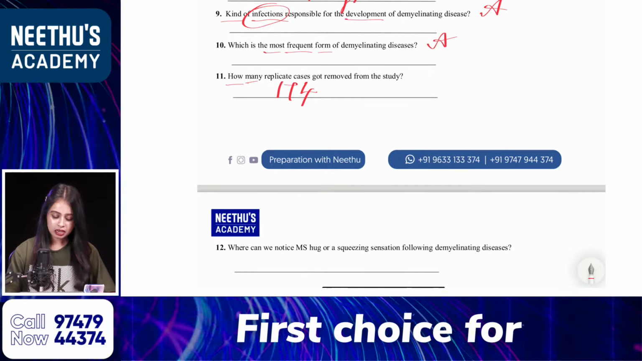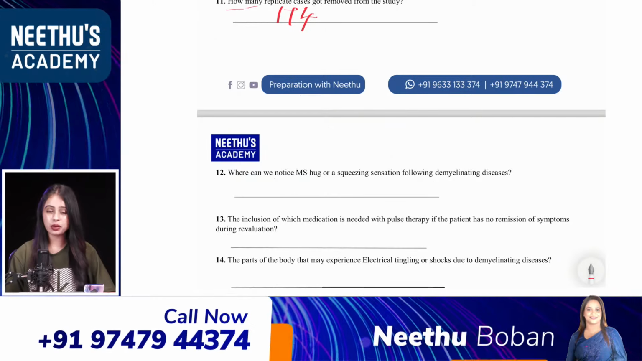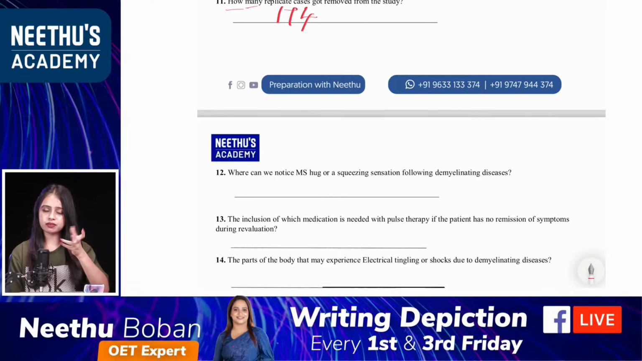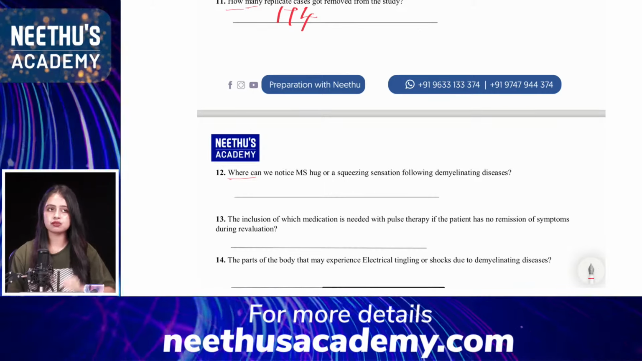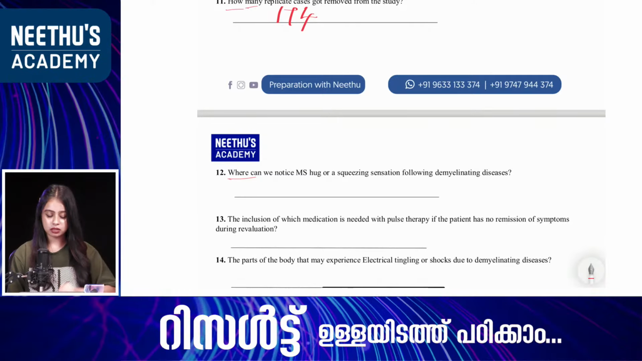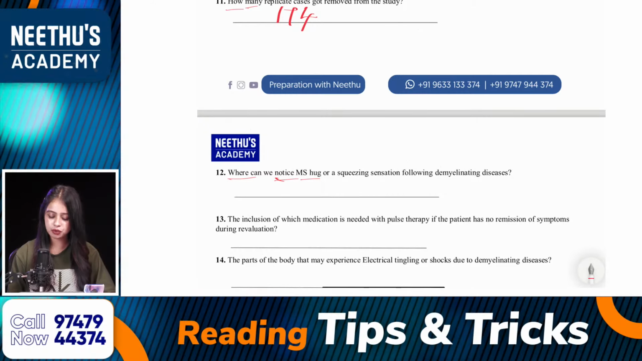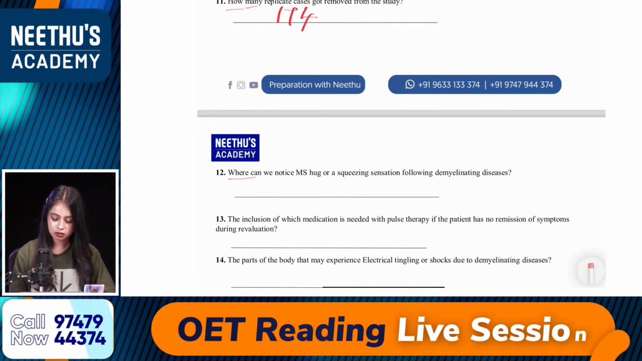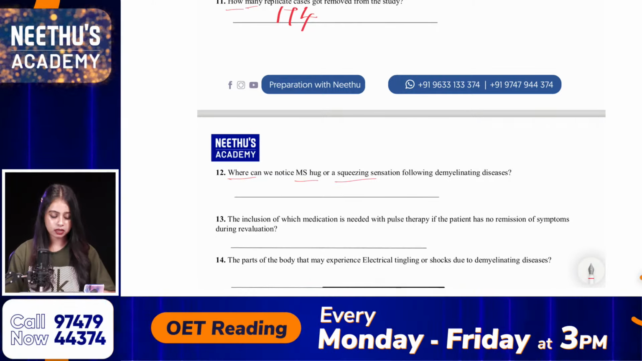Okay, yes. So 12th one, where can we notice MS hug or a squeezing sensation following demyelinating diseases? So my keywords, yes, it is a very lengthy question. Where means they need to understand which place, which area. Where can we notice MS hug or squeezing sensation following demyelinating diseases? So my keywords: where, then MS hug and squeezing. Okay, so these are my keywords.